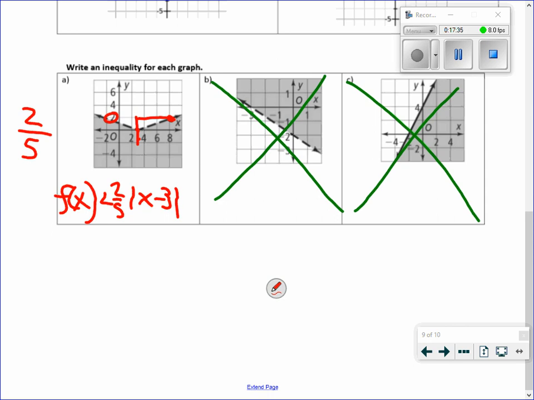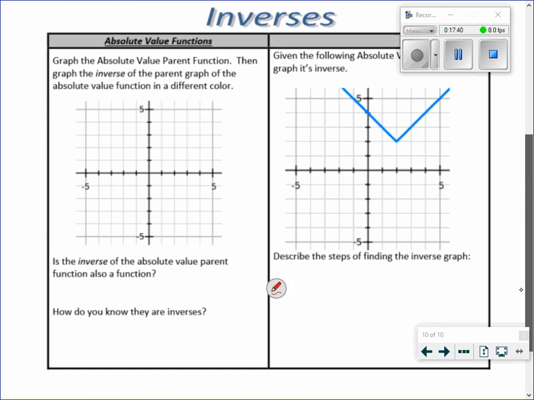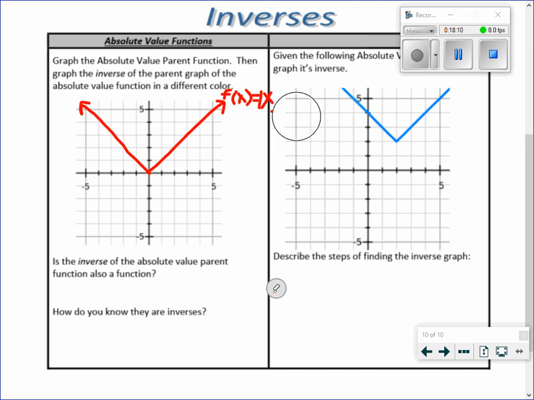All right, so if you could just flip to the last page. We are not going to go over inverses a lot, but since we've already talked about this unit, let's just go over that idea one more time. So remember, we have our parent function, that V-shaped graph, that's our absolute value of x. So we're talking about what this inverse would look like.